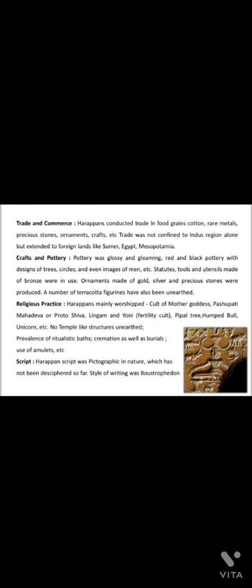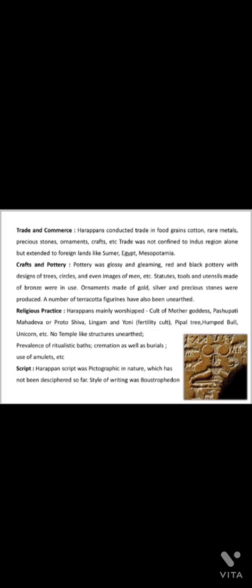Now, let's discuss the trade and commerce of the Harappan civilization. The Harappan people conducted trade in food grains, cotton, rare metals, precious stones, ornaments, crafts, etc. The trade of the Harappan people was not confined to the Indus region alone, but it extended to foreign lands like Sumer, Egypt, Mesopotamia. So, from the different seals that we have discovered in the different sites of this civilization, it can be ascertained that the Harappans were engaged in foreign trade as well.